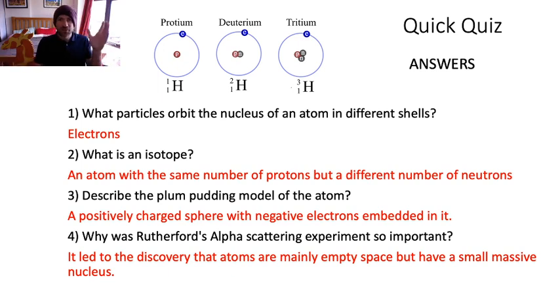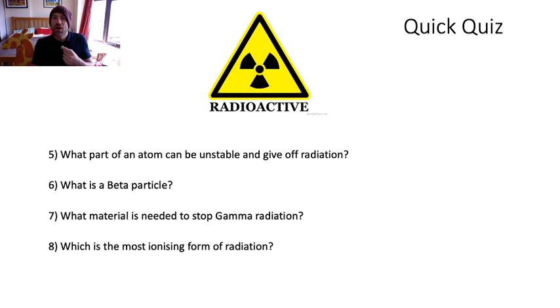Good. Right. Next 4. What part of the atom can be unstable and get off radiation? That's the nucleus. When we're talking about radioactivity, we're talking about stuff that's being given off from the nucleus. Okay? It's really important you remember that. Some atoms have got a stable nucleus. They just sit there doing whatever they're doing, their chemistry or whatnot. Some atoms are unstable, and they need to become stable by giving off alpha, beta, or gamma, essentially.